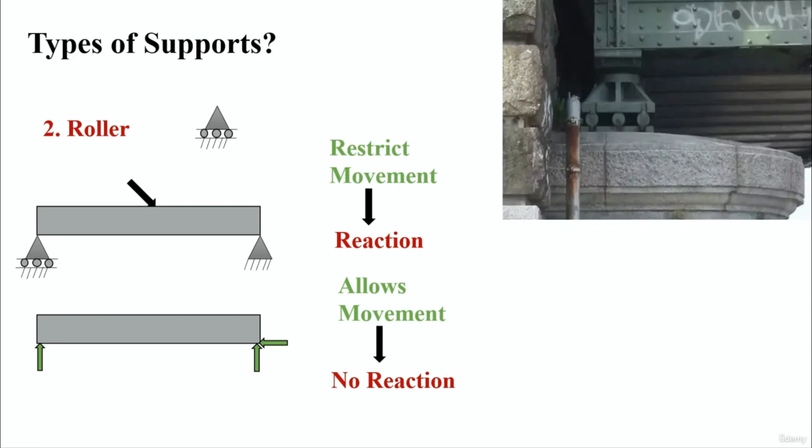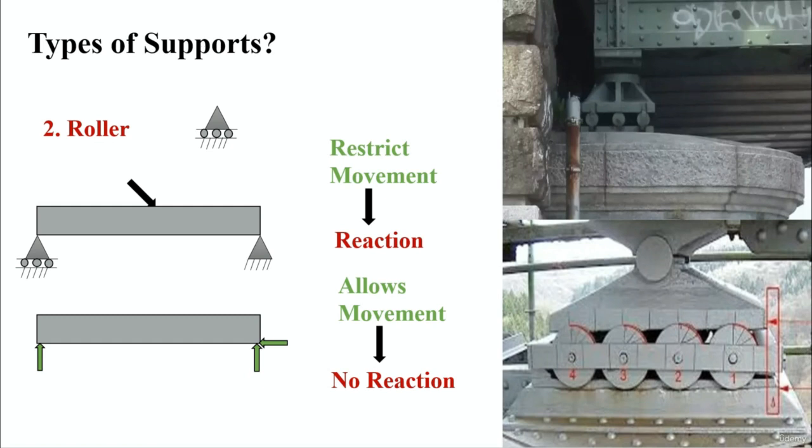Let me show you the practical example. See, this is the roller support. So this allows the horizontal movement and the rotation. That means the moment and horizontal reaction will not be there since it allows this movement. It restricts the vertical movement. So in this roller support, the structure cannot move upward or downward. So that is why we get only vertical reaction in roller support.